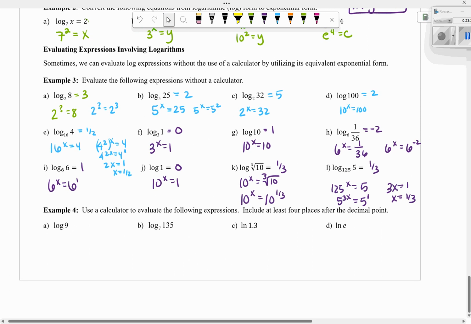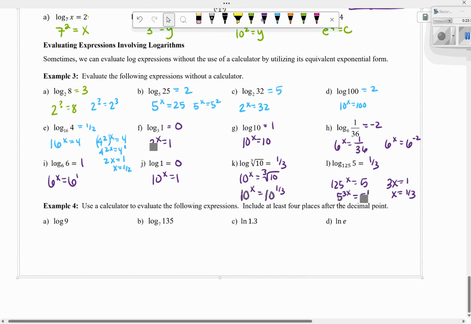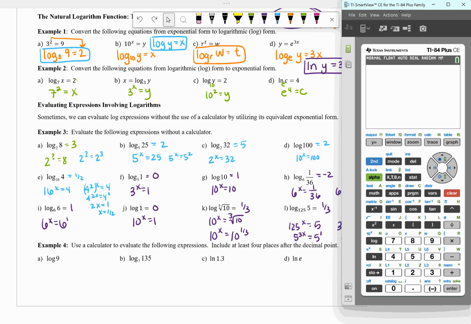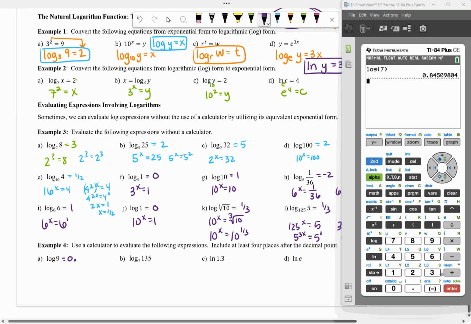And then it says use a calculator to evaluate the following expressions, and include at least 4 decimal places after the point. So let me get my calculator. Looking at these next ones, if we want to evaluate using our calculator, remember there's a log button next to 7. If this is base 10, we can use this button because that uses base 10. So log of 7, enter, gives us 0.8451.